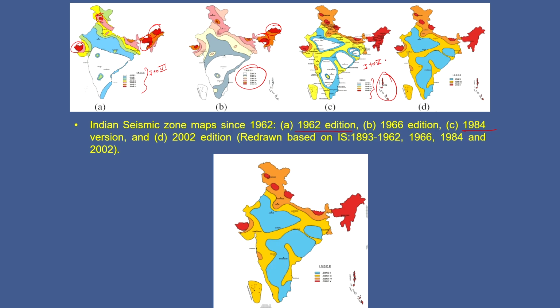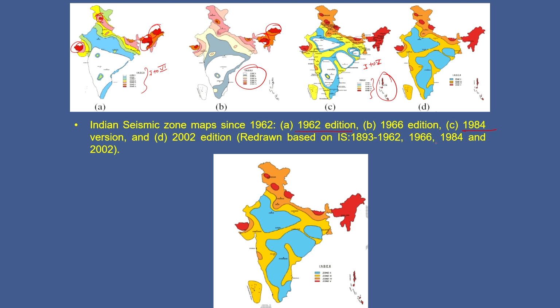Zone 6 was removed, because instead of putting a higher vulnerable zone for the areas which will experience higher intensity, it was removed. So 1 to 5, and a few of the zones were merged, which you can see here.